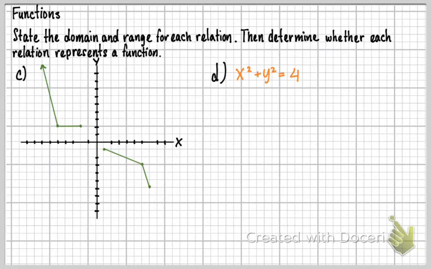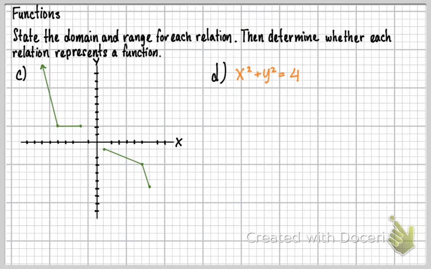So this is a continuation of the last video. This one says state the domain and the range for each relation, then determine whether each relation represents a function. So here we're going to talk about domain and range, and then we're going to talk about if it's a function or not. So the first thing we're going to do is just take a look at domain.